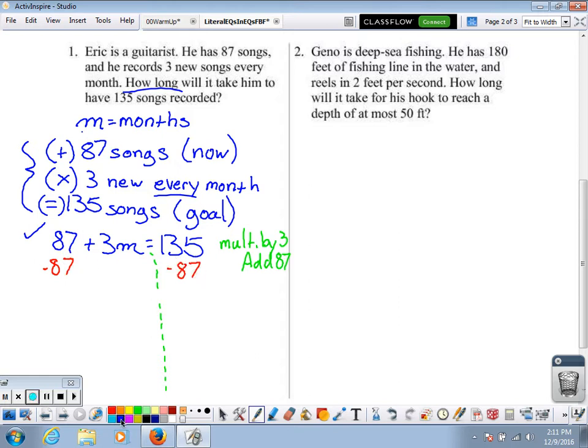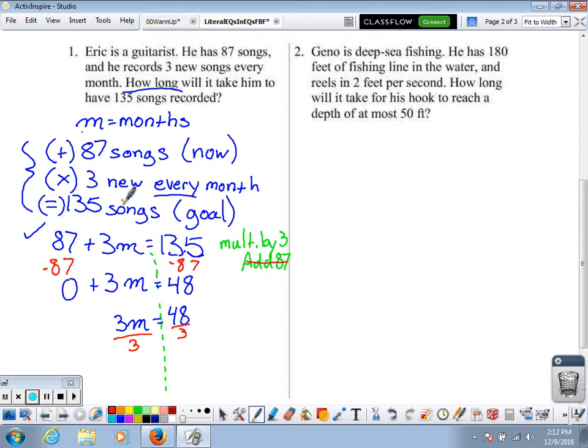Okay, and what's that going to give us? What's 87 minus 87? 0. Bring down the plus 3m. Equals what? Equals 48. Sorry about that. Okay, keep going. Now what? What's 0 plus 3m? Just 3m. And look at that. They're not adding that 87 anymore. But they are still multiplying by 3. So, what are we going to do? If they're multiplying by 3, what do we do? Divide both sides by 3.